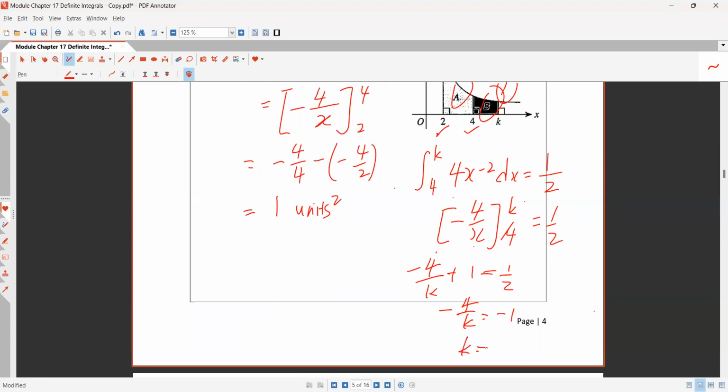So what is your k? What is your k? One over 2 minus 1, you get negative 1 over 2, sorry. Oh, so k equal to 8. Yes, correct. Yeah, k equal to 8.